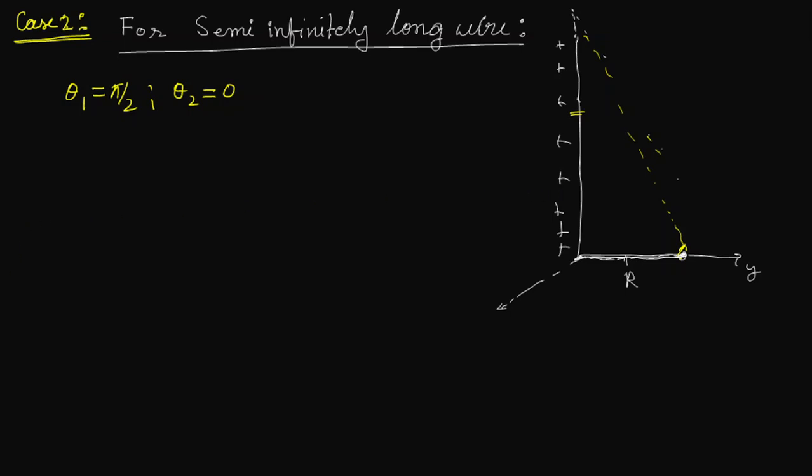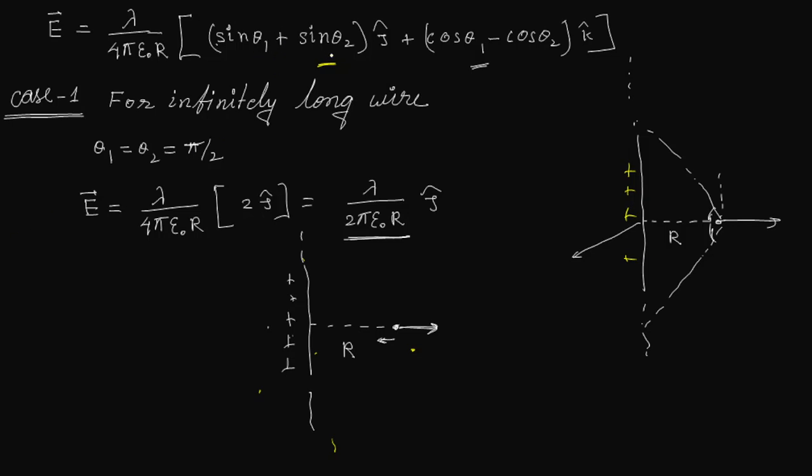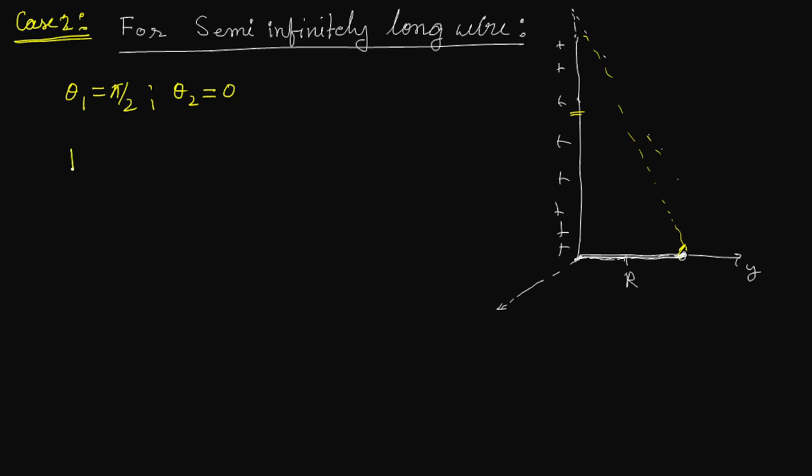So if you put the value of theta 1 equals to pi by 2, and theta 2 equals to 0, what will we get? This will give you 0 and this will give you 1. So we'll get 1 j cap. And here cos theta is pi by 2, so cos pi by 2 will be 0. And minus cos theta 0, that will give you 1. So minus k cap. So in that case, we will get electric field like this.